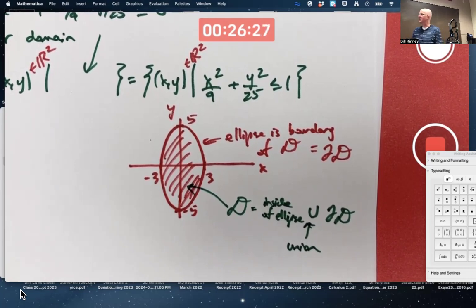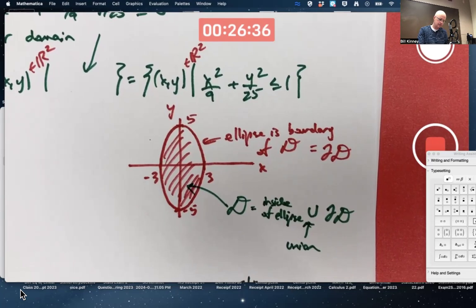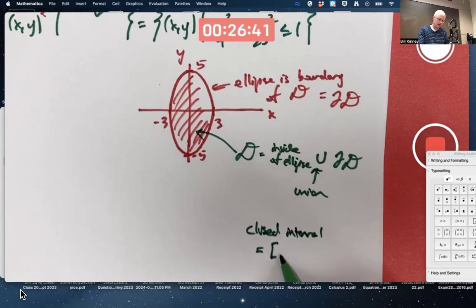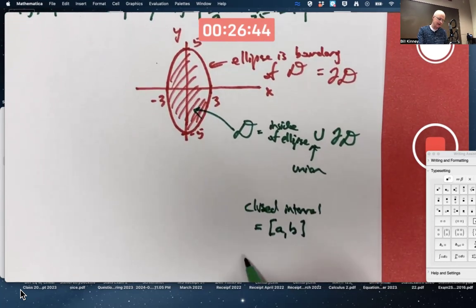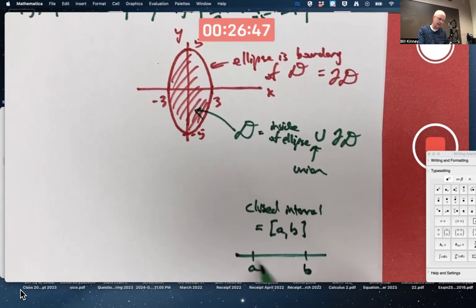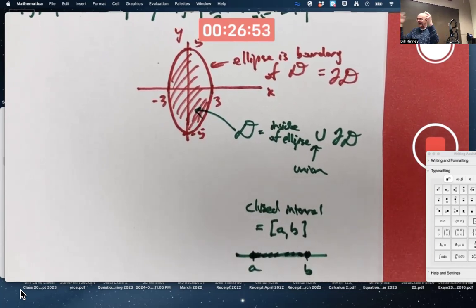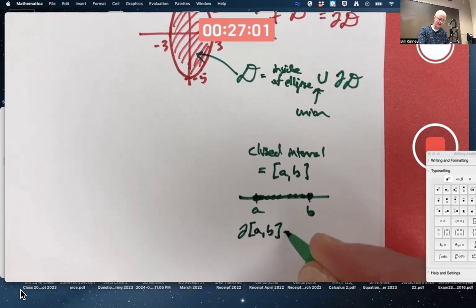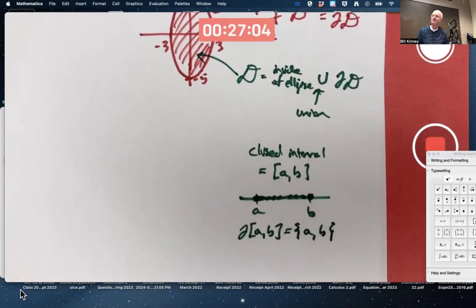This is an example of something called a closed set. Remember closed intervals? A closed interval is an interval written like that. On a number line, it's all the numbers between A and B, including the endpoints. You might think of the endpoints as being the boundary of the interval. Maybe we could even write the boundary of this as the two-element set A, B. And we call it closed because it contains those endpoints.